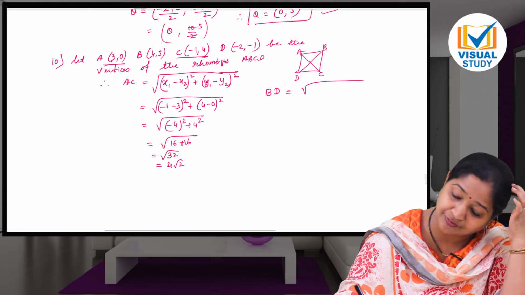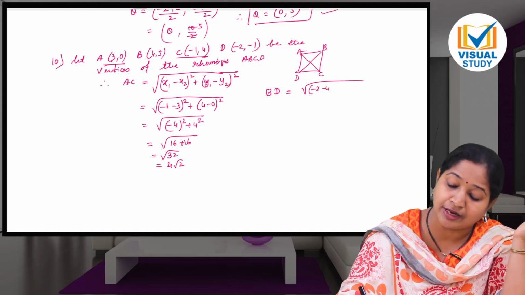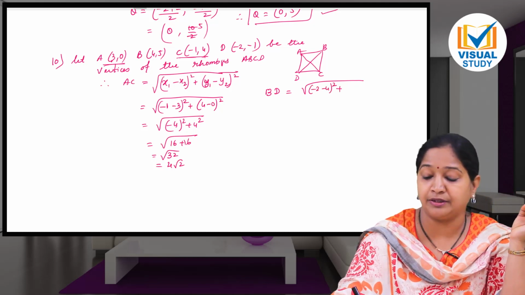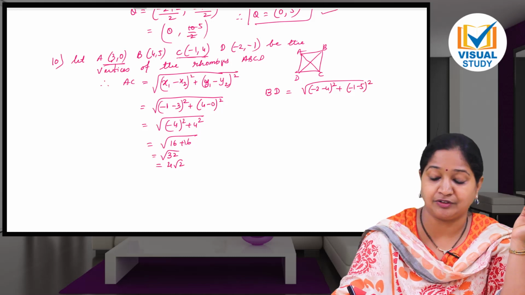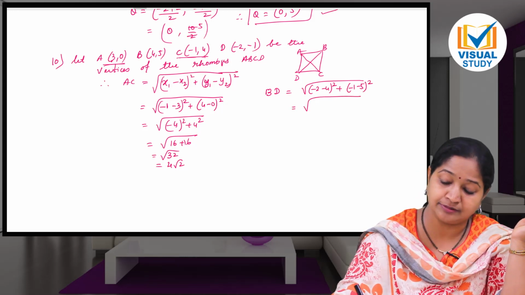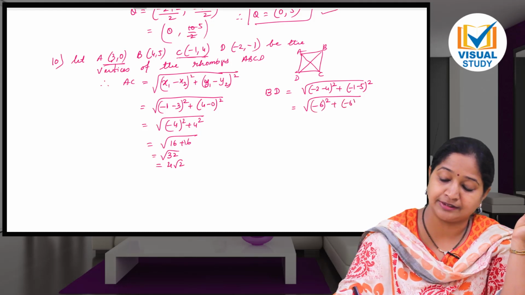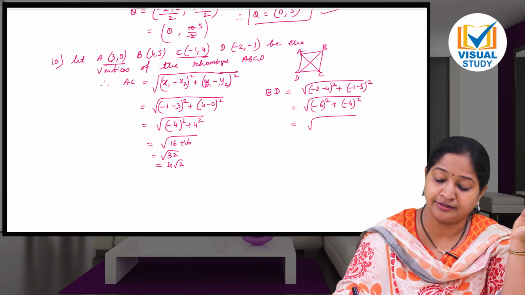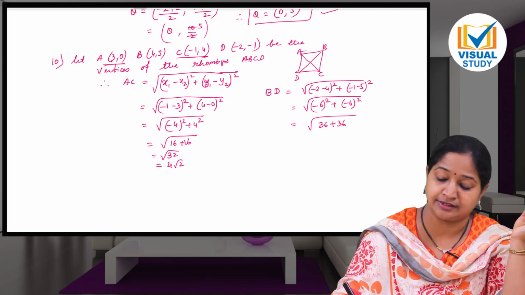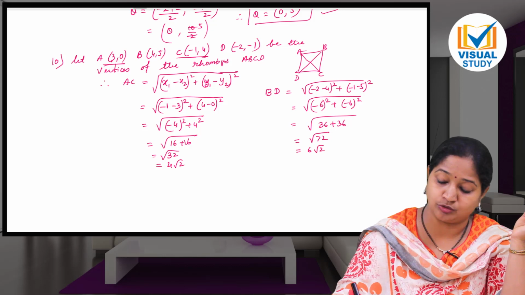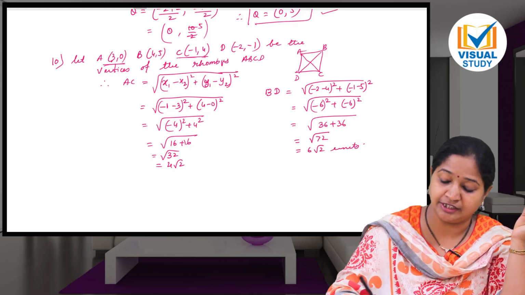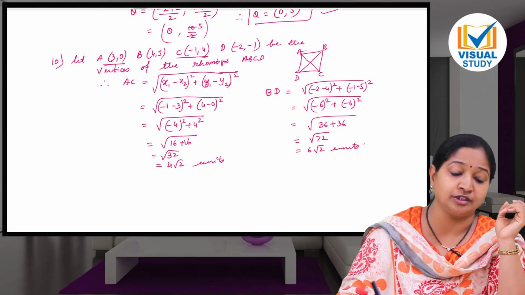We'll do it by the distance formula. That is -2 minus 4 whole square plus -1 minus 5 whole square. And you get -6 whole square plus -6 whole square. And you get 36 plus 36, 72. And that is 6 root 2. They have not given us the units. So you just write the unit.